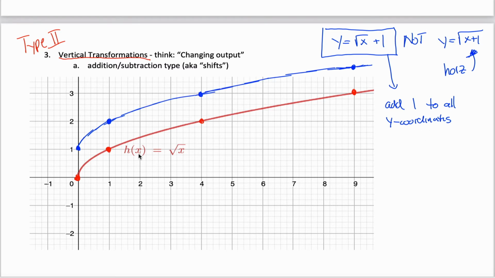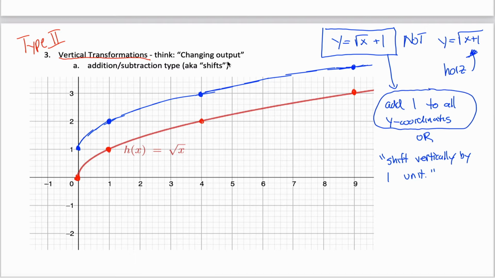If you ask somebody what just happened, most people, when they look at red and blue, would be like, oh yeah, the graph in blue is kind of shifted up by one unit. That's the verbiage that books use when they describe this transformation. And it may seem really nitpicky that I'm trying to differentiate between adding one to all the y-coordinates and shifting the graph vertically up by one unit. But I think thinking about it the first way will be advantageous to thinking about it the second way. Maybe not for this specific type of transformation, but when we get into more complicated examples.